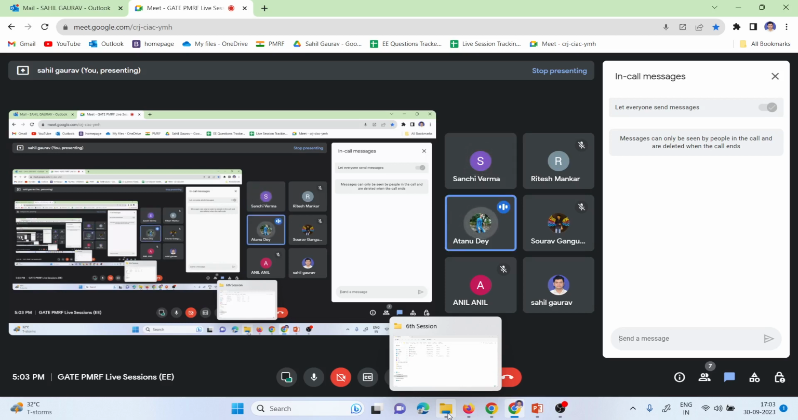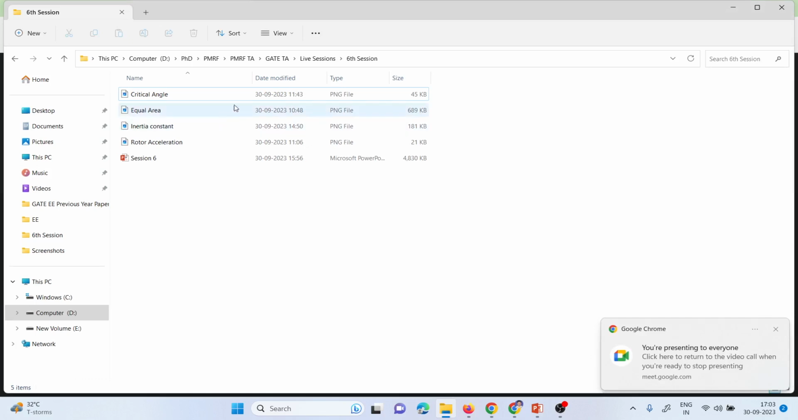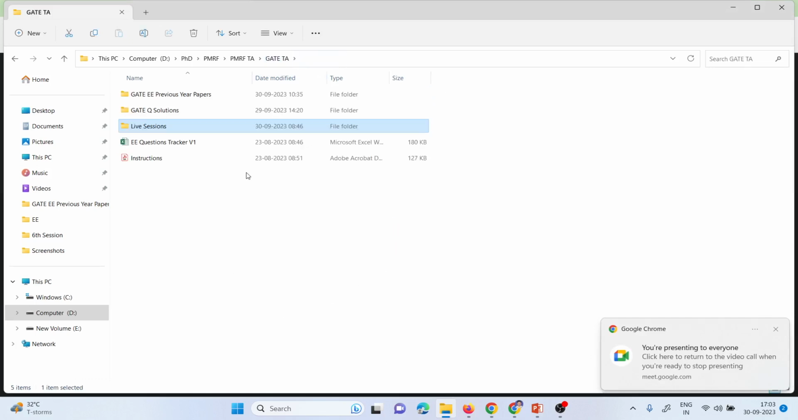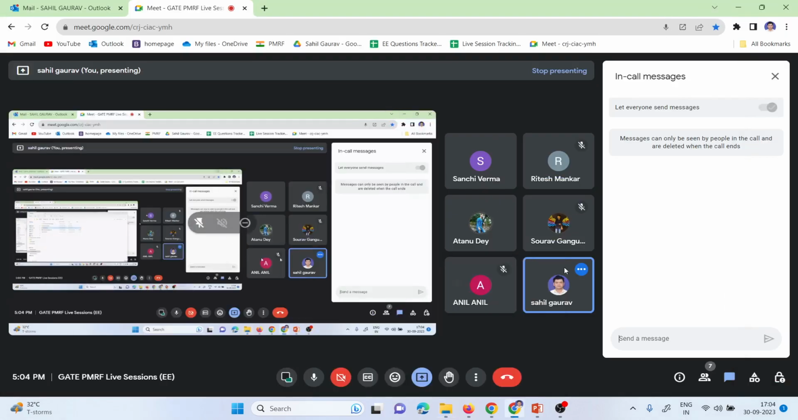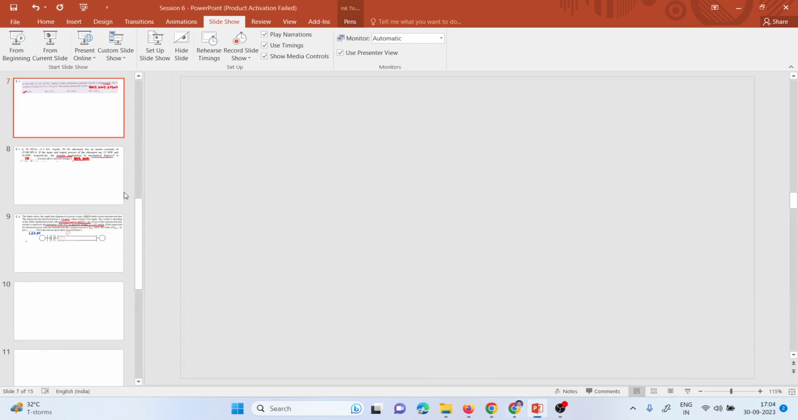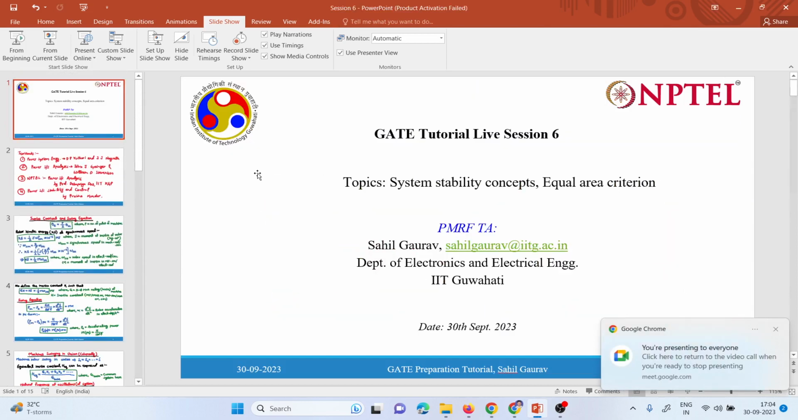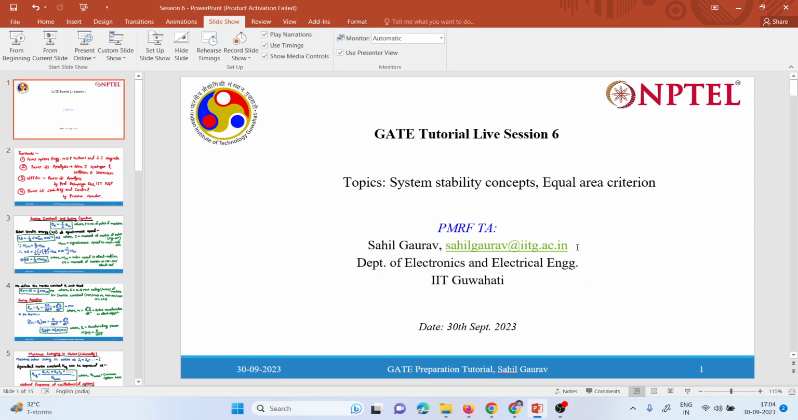You can send it in the NPTEL group; many people are there who can solve it. Because I don't know the question, that is the problem. If I knew the diagram, then I could explain. If you have any problem, you can ask me in the doubt session also, through mail. You can tell me personally, then I will solve it in the next session. You can mail me at sahilgaurav@iitg.ac.in. I will solve that problem so that everything is clear.